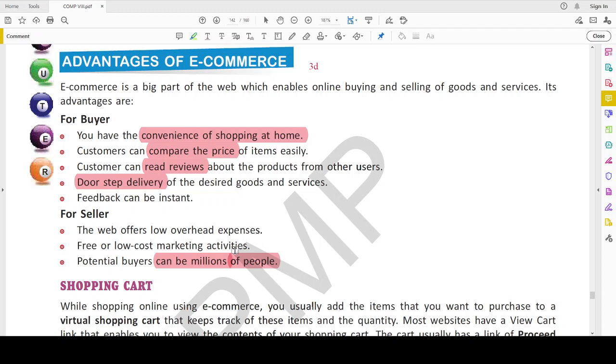And the prospective buyers can see their items that are listed on their website. So there are no overhead expenses or very low overhead expenses and no marketing activities associated with this. So that is the advantage for the seller. With a very low overhead expense, they can reach potential buyers and they can sell their products easily.